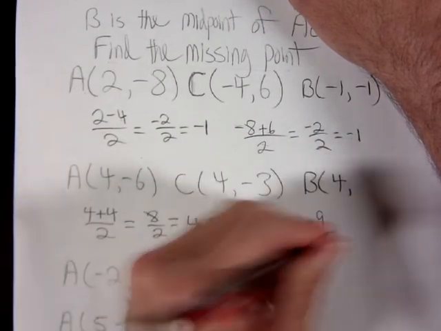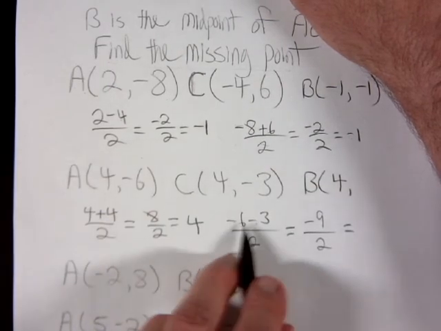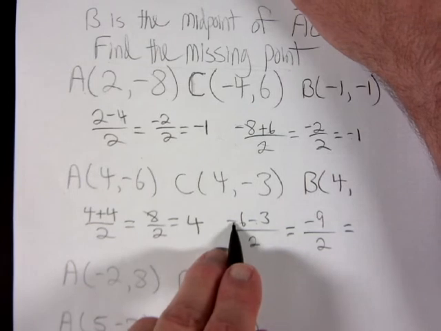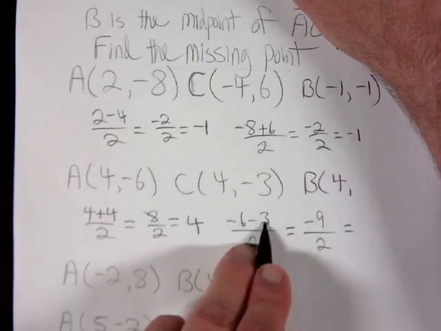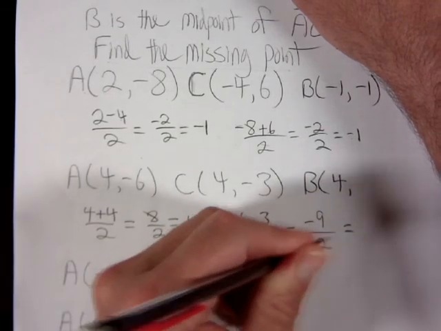Remember, one way to think about adding and subtracting signed numbers is to think about it in terms of money. Positive money you owe, negative money you have. If I owe you $6 and I owe somebody else $3, then altogether I owe $9. Now, negative 9 divided by 2. Negative divided by positive is a negative.